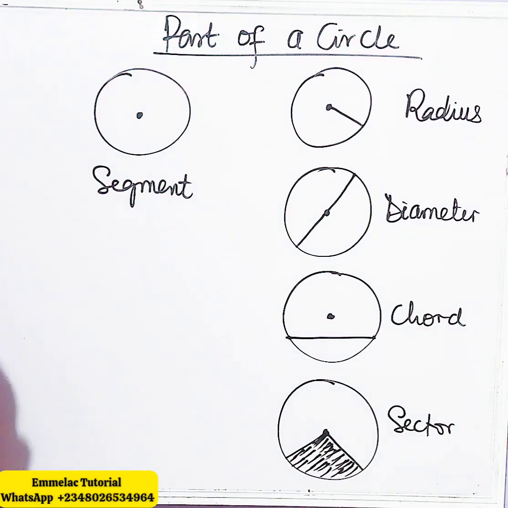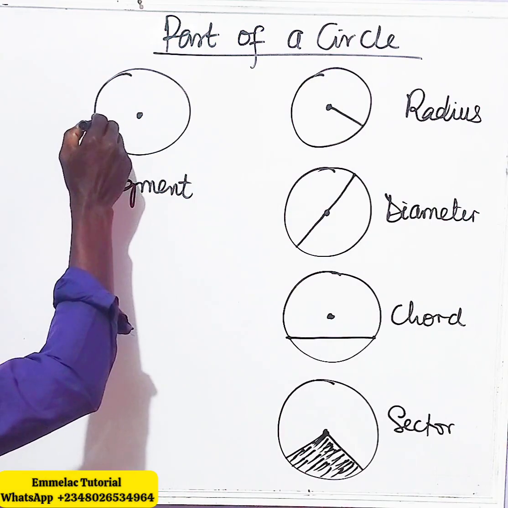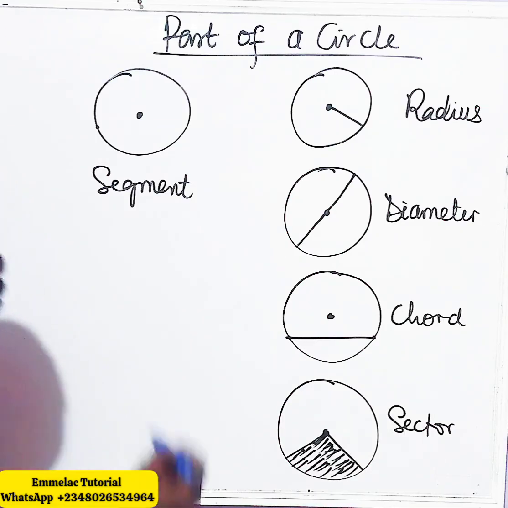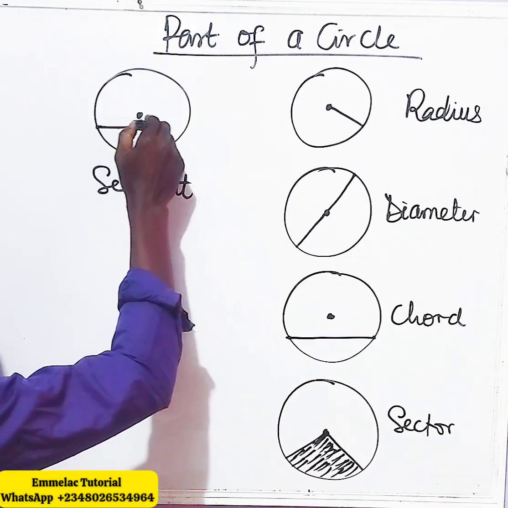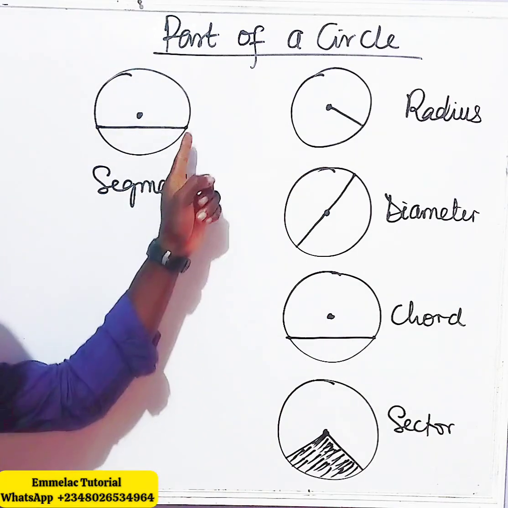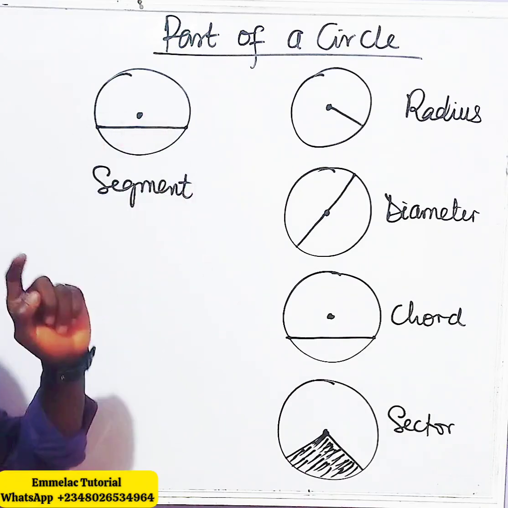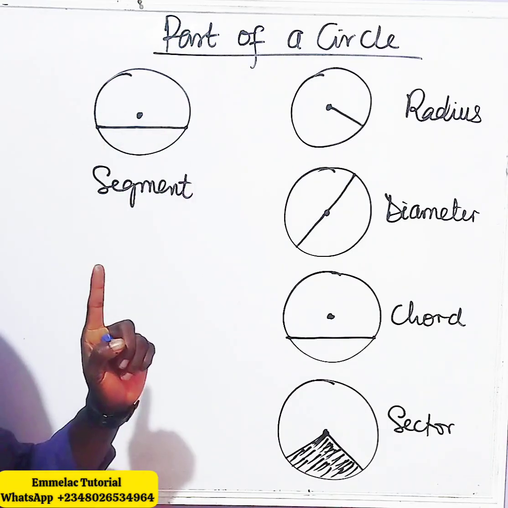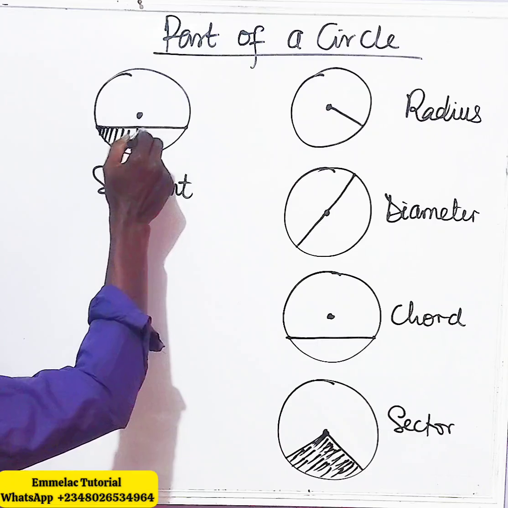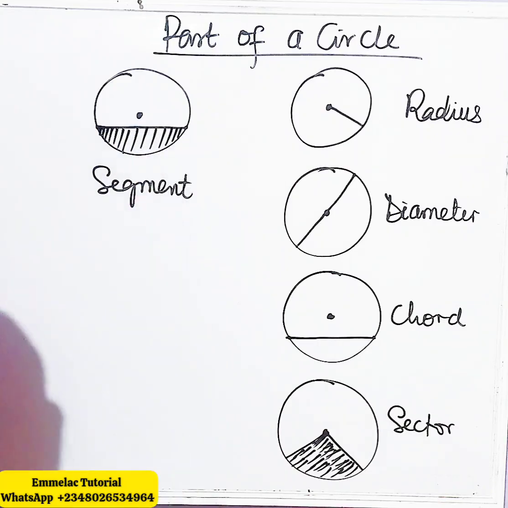So for a segment, now a segment is a portion of the circle whereby a line from a part of the circumference cutting across the circle meets another part of the circumference without passing through the center of the circle. So this portion here is what we call a segment.